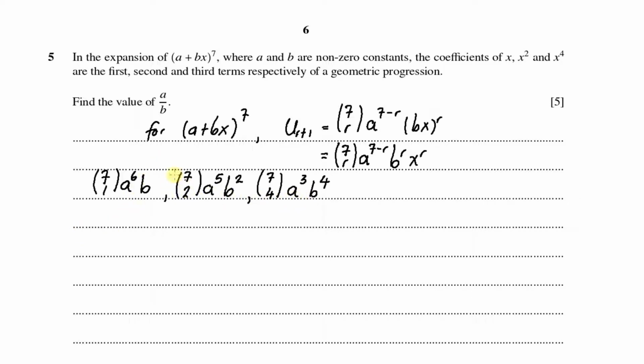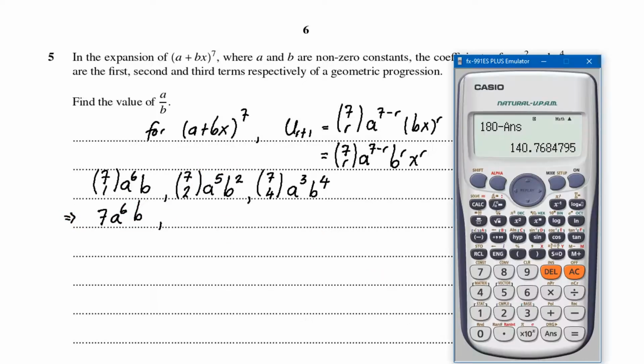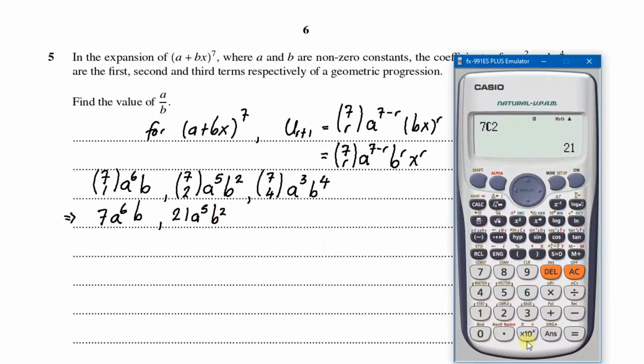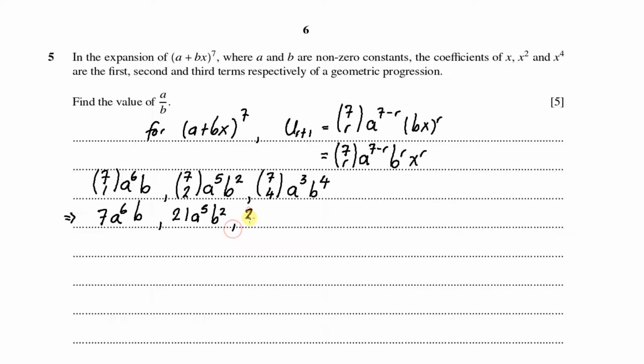Now we can simplify this a bit. Now 7 choose 1 is 7, so it's 7 a to the power 6 of b. And 7 choose 2 is 21, so that's 21 a to the power 5 b to the power 2. And 7 choose 4, that's 35, so we have 35 here, a to the power of 3 b to the power of 4.